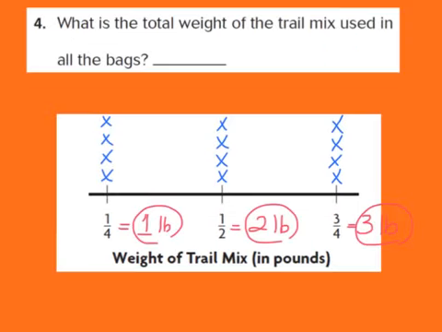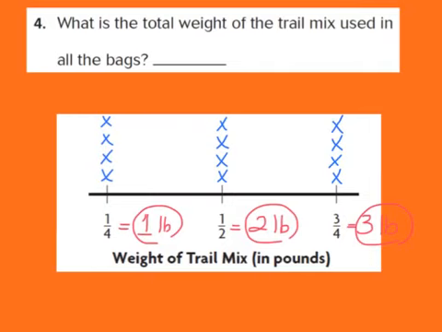Now, for question number 4, it says, what is the total weight of the trail mix used in all the bags? Now remember, we had our line plot completed with our x's, and in the last few slides, we found the total weight of each one of those. So for 1/4 pound, since there were 1, 2, 3, 4 X's, our total weight was 1 pound. For the 1/2 bags, there were 1, 2, 3, 4 of those bags, and so we multiplied 4 times 1/2 and came up with 2 pounds. And for the last weight, there was 3/4, and there were 1, 2, 3, 4 of those 3/4 pound bags. So when you multiply 3/4 times 4, it takes you to 3 pounds.